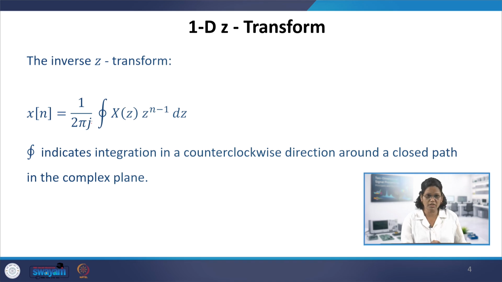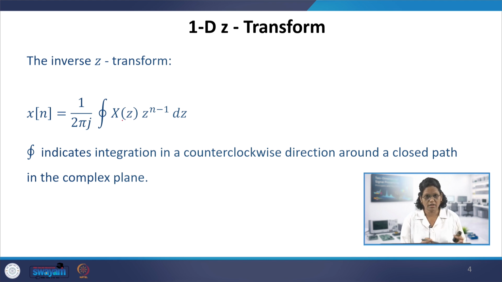So this integration is a contour integral which is in the counterclockwise direction around the closed path in the complex plane. So this is one way to get this Z transform, as generally defined in this way, and there are methods to find the inverse Z transform as well. So these are the Z transform pairs, we say.